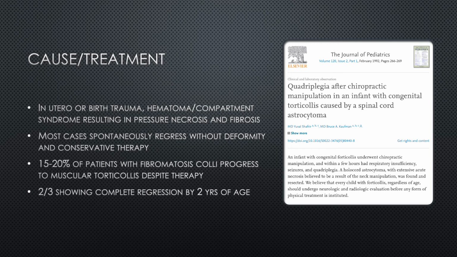And this is actually in the literature, so this is something you don't want to do: chiropractic manipulation of an infant with congenital torticollis actually resulted in quadriplegia because there was an underlying problem. It was actually a spinal cord astrocytoma causing the torticollis. These are unusual cases, but reasons that a clinical workup should be done first.